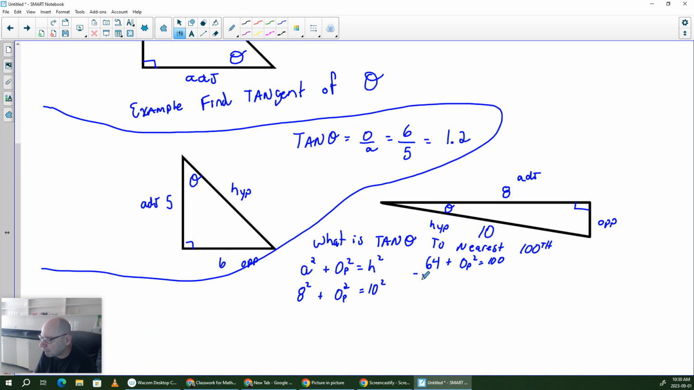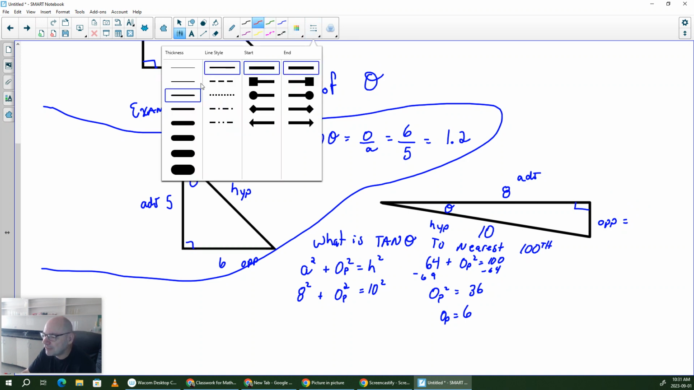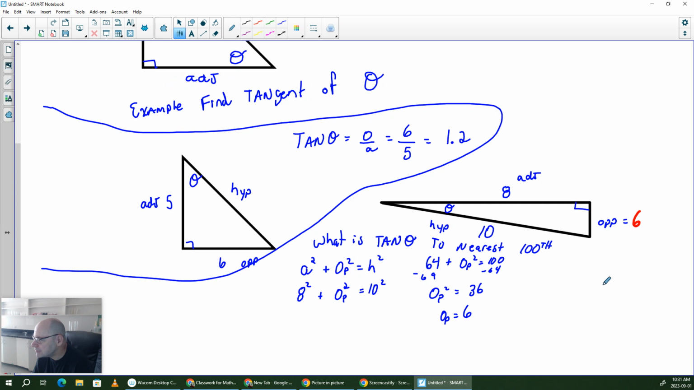So subtract 64 from both sides. Okay, and we've got OP squared equals, we're going to subtract 64 from 100, so that's 36. You can see that I'm just trying to make it even. So then if we square root that, OP, the opposite side, is equal to 6. And we'll put it in a different color, because we figured it out. So now we can do the tangent ratio.